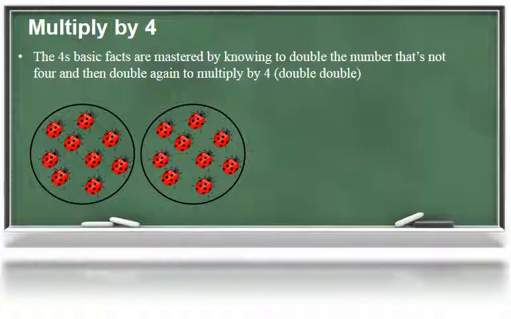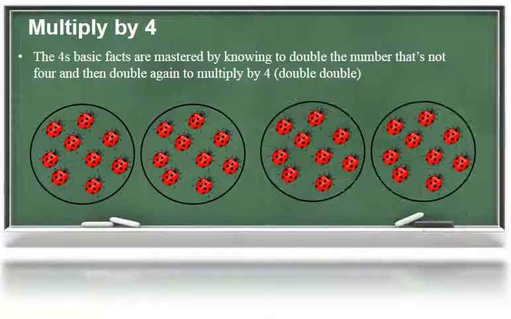Multiplying by 4. The 4's basic facts are mastered by knowing to double the number that's not 4 and then double again to multiply by 4, also known as double the double. First, you double the number that's not a 4. So as you see in the model, I've doubled the 9 ladybugs, which gives me 18. Then you double it again to find the product, which could also be referred to as double the double.